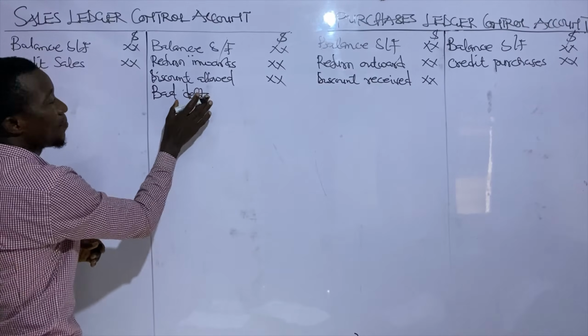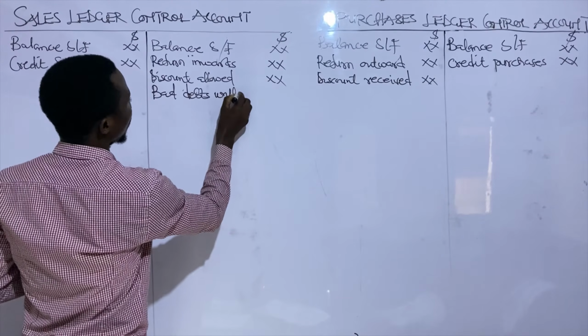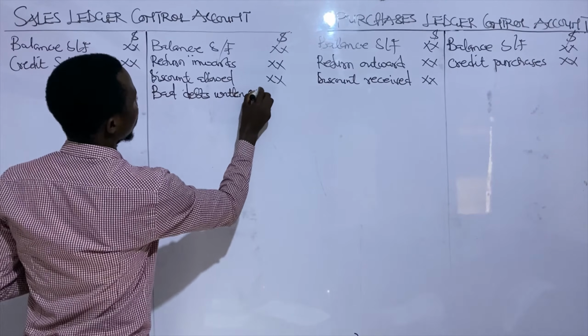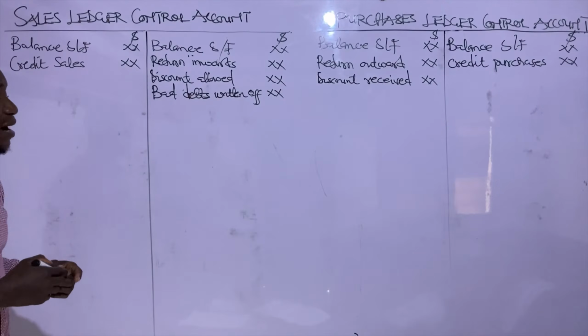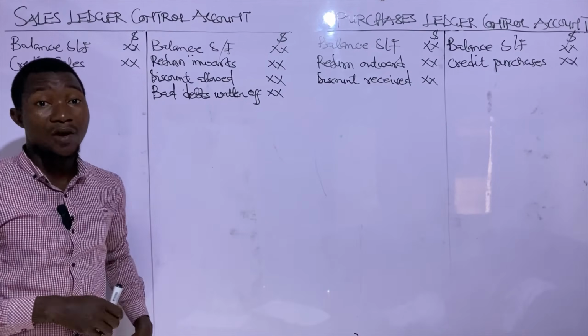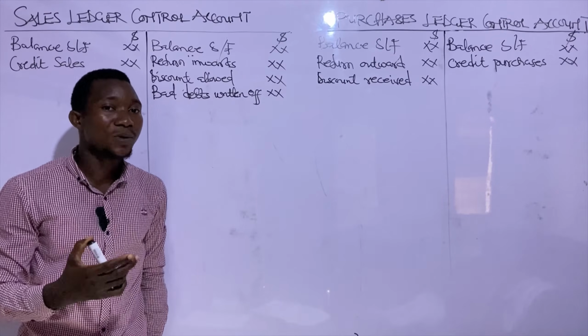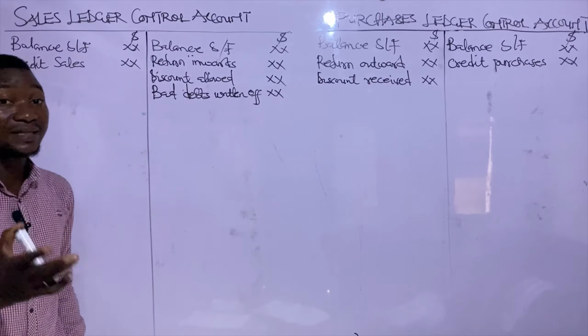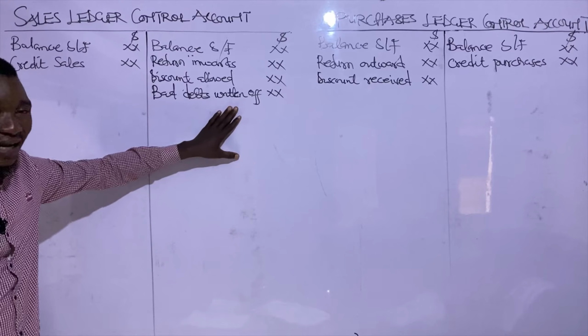But the bad debt should be the bad debt written off. So bad debt written off. And bad debt may occur because of several reasons. Maybe the customer is dead or the customer cannot be traced. So the business will consider such an amount as bad debt and it reduces the debtors balance.